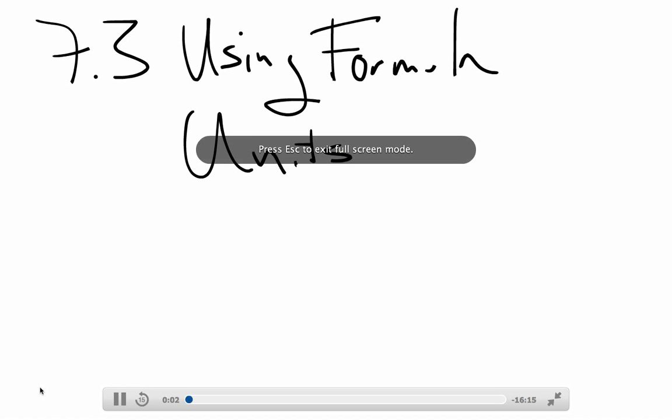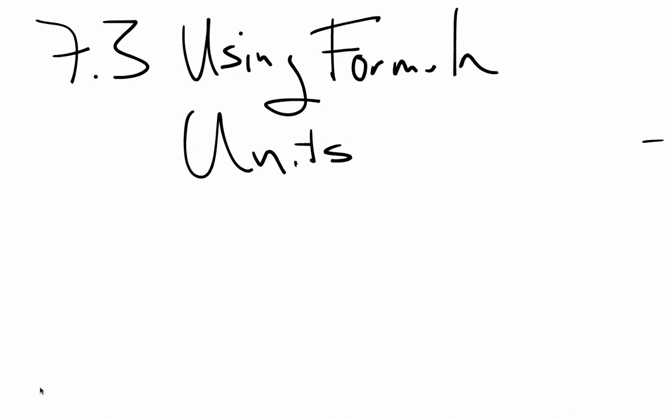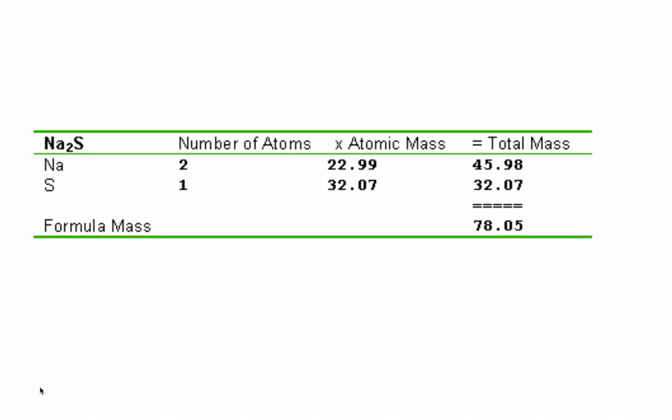Okay, in your book now, we're looking at 7.3. 7.3, sorry, is going to be a little bit of a review of stuff we've already done. It's going to be using formula units. A little bit of review, a little bit of new stuff, which maybe is a nice place to go. So we're using our formula units.